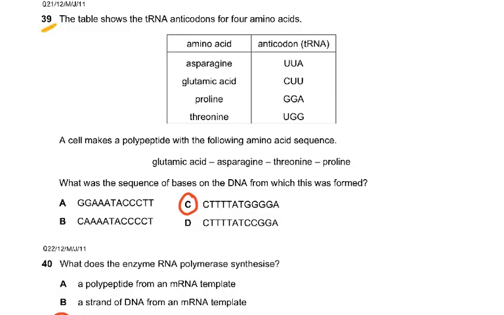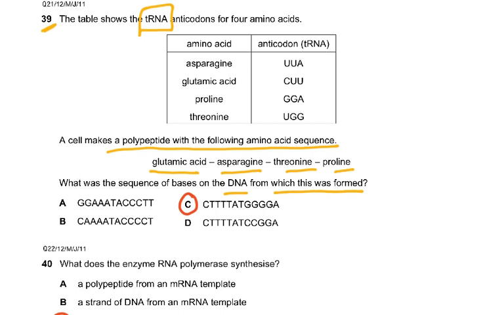Question 39. The table shows the tRNA anticodons for 4 amino acids. Asparagine, UUA, glutamic acid, and please remember it's tRNA. If you don't read that carefully, you make a mistake. Glutamic acid, CUU. Whenever there's U in it, you know it has got to be some RNA. Either it's mRNA or tRNA or ribosomal RNA. A cell makes a polypeptide with the following amino acid sequence: glutamic acid, asparagine, threonine, and proline. What was the sequence of bases on the DNA from which this was formed?